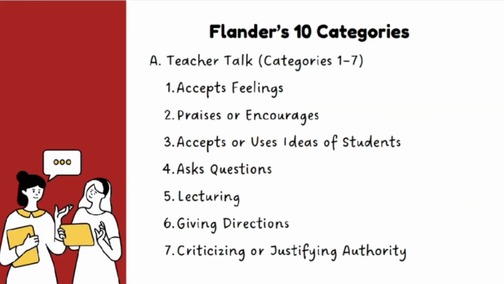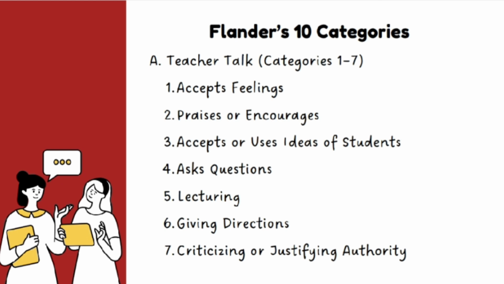So these are Flanders' 10 categories. The first seven categories are based on the first main area, which is teacher talk. First is accepts feelings, meaning the teacher acknowledges or clarifies student emotions. Next is praise or encouragement. The teacher gives positive feedback like "good answer" or "nice effort." Next is accepts or uses ideas of students, meaning the teacher repeats, rephrases, or builds on a student's idea.